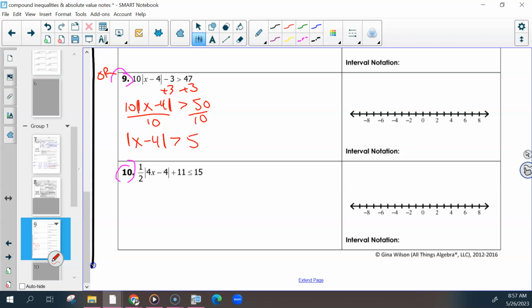The sign didn't change at all, so it's still greater than, it's still going to be an or. Remember to keep your absolute value signs until it's isolated. Then create your two cases. x - 4 is greater than 5, and x - 4 is less than -5. I didn't have space to write them side by side, but if you have space, you can do that. Solve both by adding 4. We have x is greater than 9, and x is less than -1.